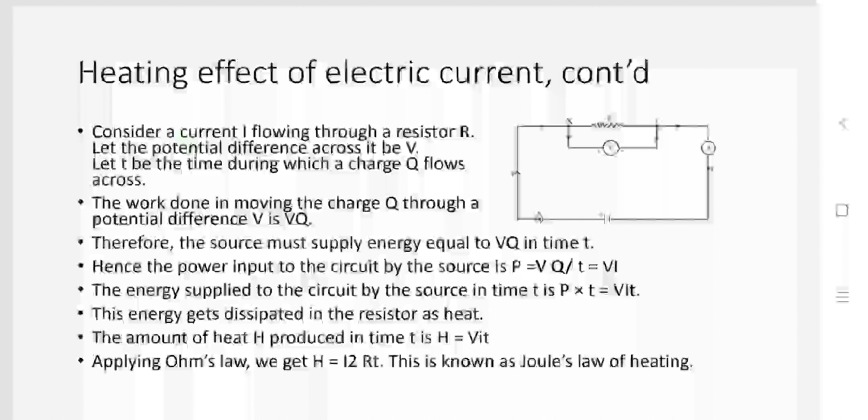So this energy gets dissipated in the resistor as heat. The heat produced in time t is H equals VIt. Applying Ohm's law, V equals IR, replace V in the heat equation with IR. I times I can be written as I square. So the heat equation can be rewritten as I square Rt. That is known as Joule's law of heating, I square Rt.